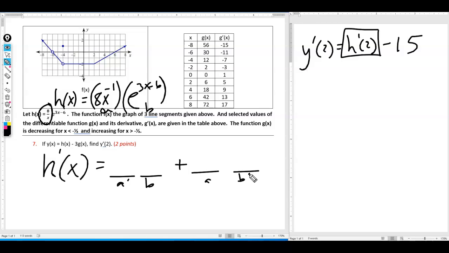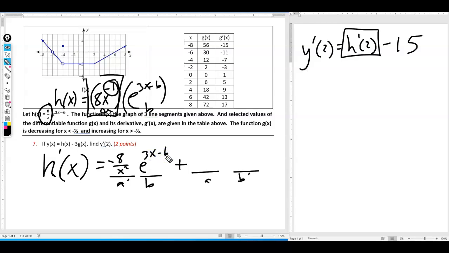Let's go ahead and find the derivative of a first. The derivative of 8x to the negative 1 power: we're going to multiply negative 1 to the front. That's going to give me a negative 8. And then we're going to take 1 away from the power, which will make it negative 2. So now I'm just going to put it back down at the bottom as an x squared. Next, we're going to put b in there. b is 3x minus 6.